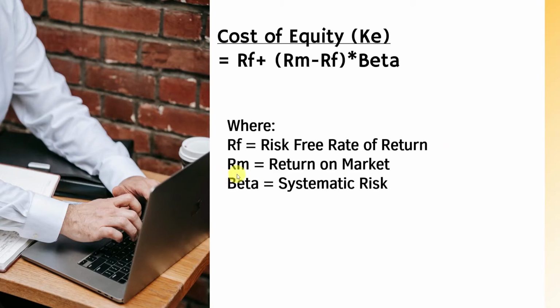The RM represents the return on market, which means that if you invest in any stock market index such as the S&P 500, the return provided by that index is known as return on market. And lastly, beta represents the systematic risk, the risk on the stock due to the economy, which cannot be avoided, and which is very different from company to company and industry to industry.